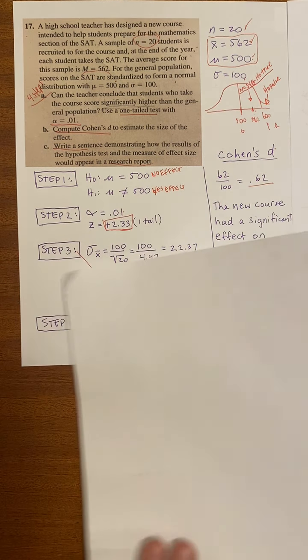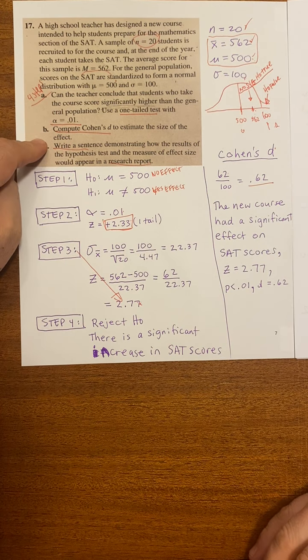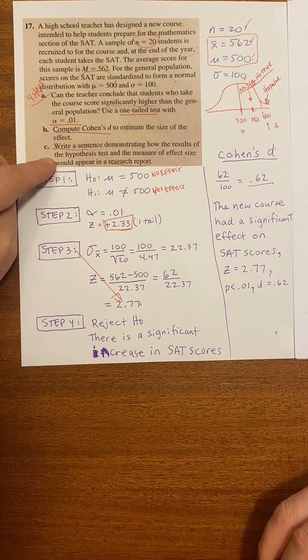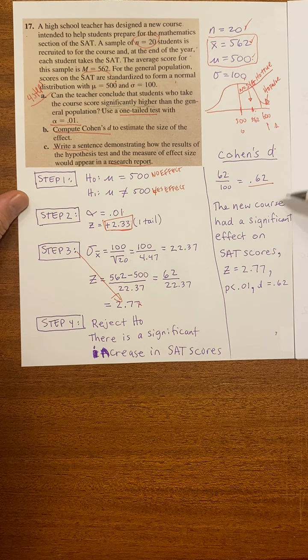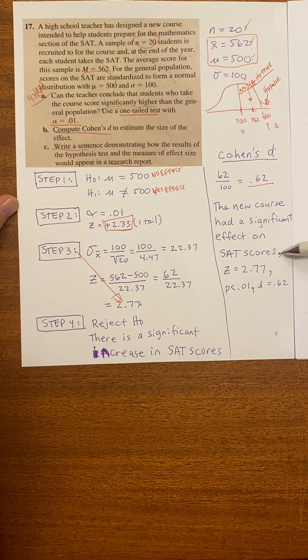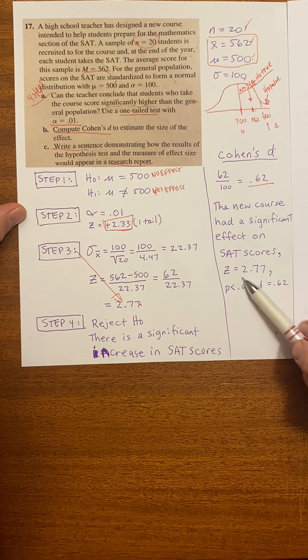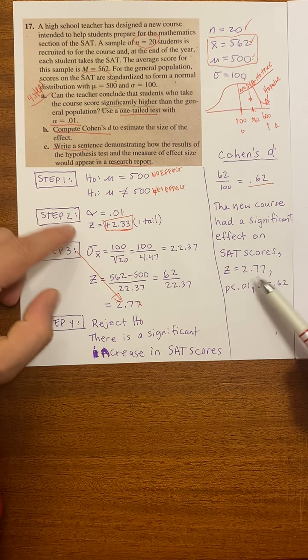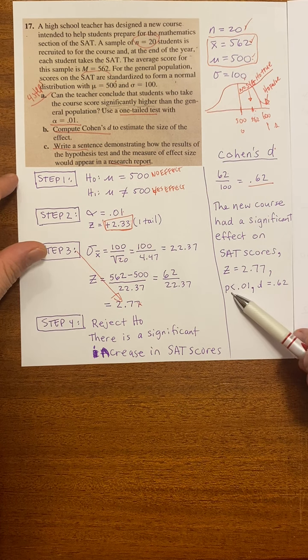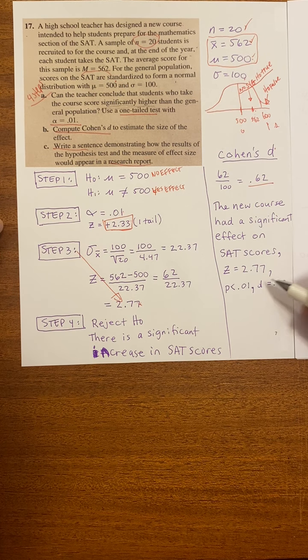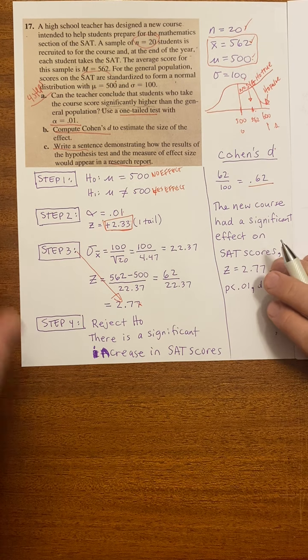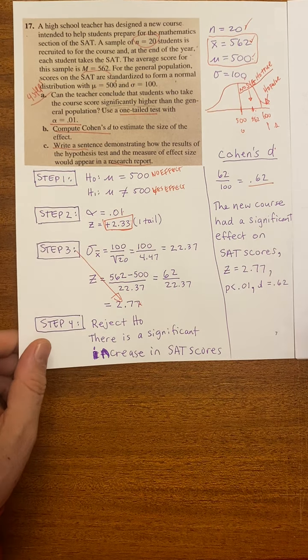The last thing we have to do, for question C, is write a sentence demonstrating how the results of the hypothesis test and the measure of the effect size would appear in the research report. Basically what we would say is: the new course had a significant effect on SAT scores. The z that we calculated was 2.77, with the critical region set at a probability of less than 0.01, and the Cohen's d that we calculated was 0.62.